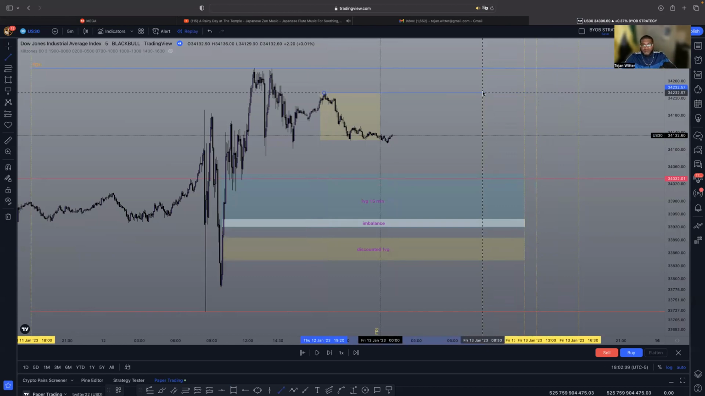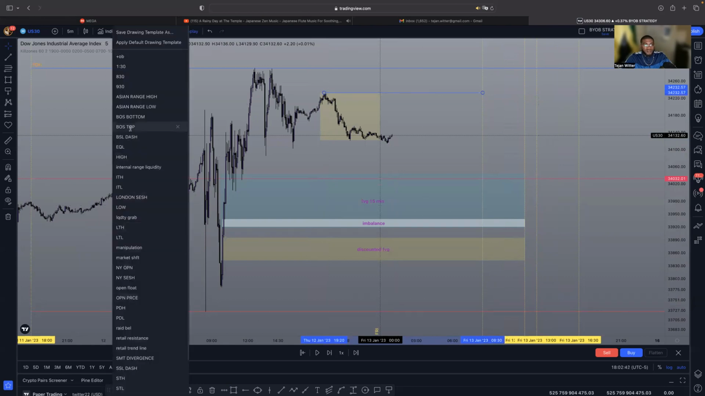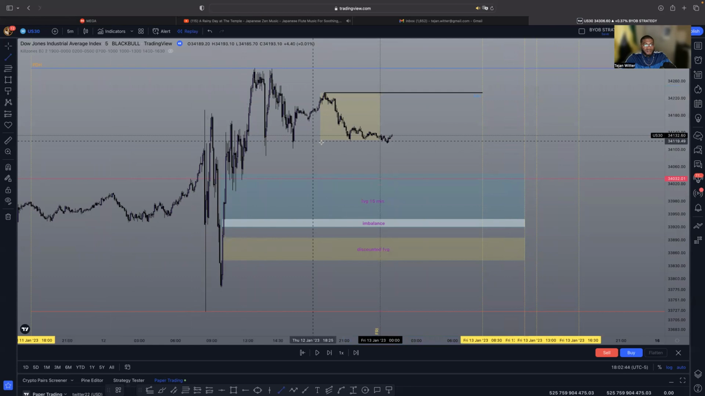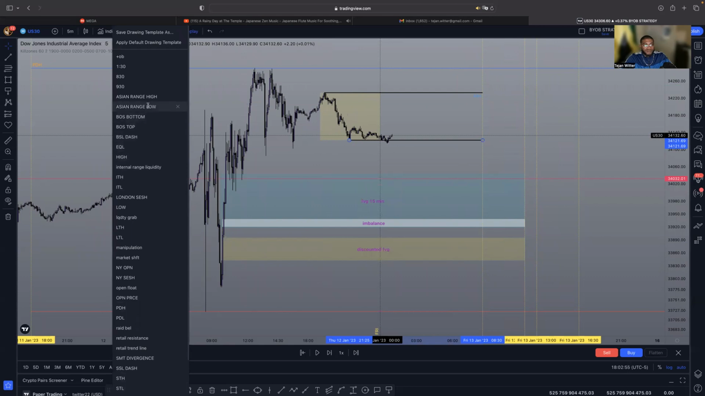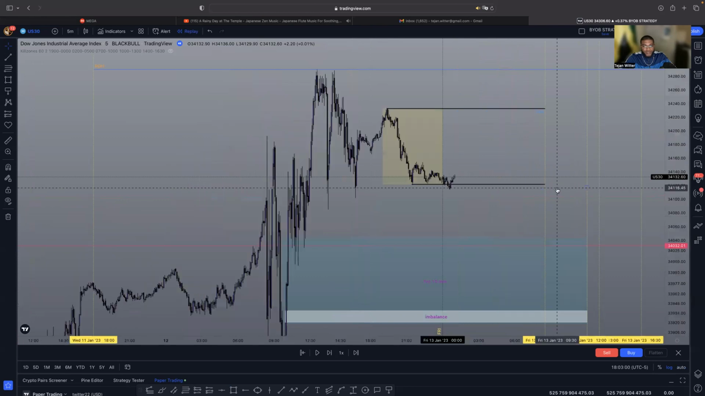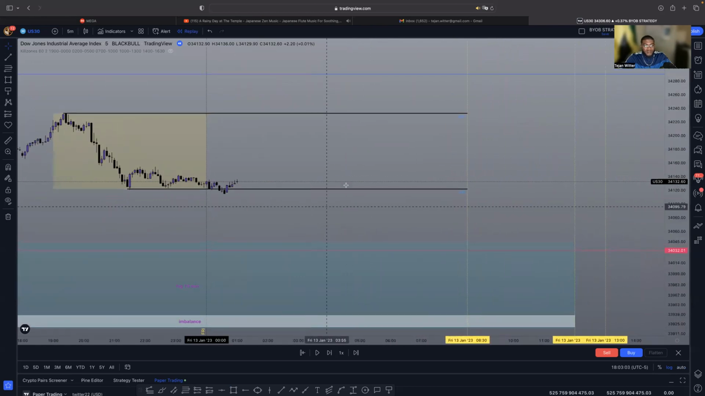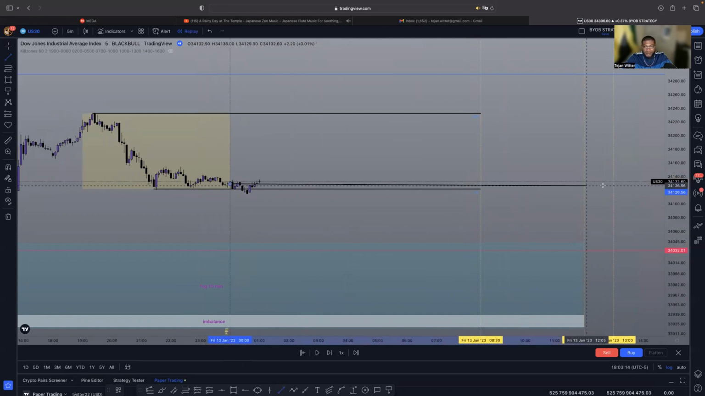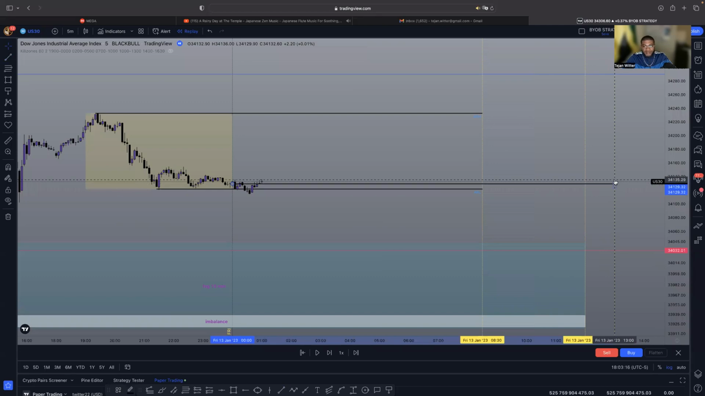All right, so I have my Asian range high. I have low. And then another key thing to highlight would be the open of midnight. In this case, I'm just gonna use another ray to delineate that. So from the open, I'm gonna put it to about midday.